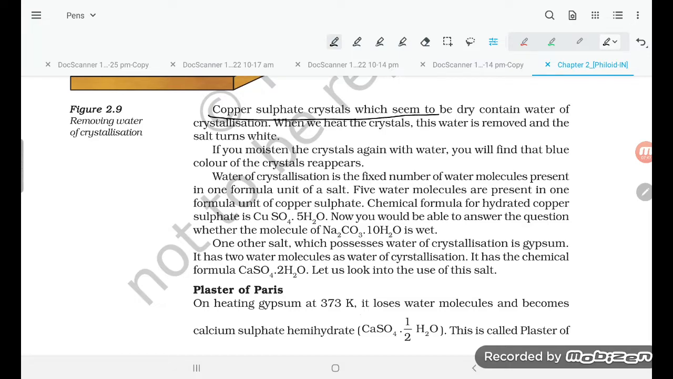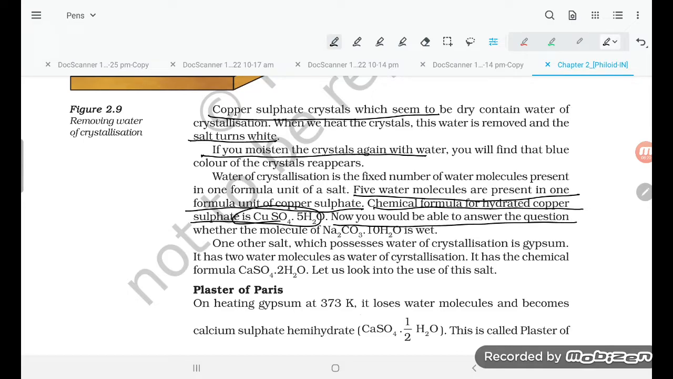Copper sulfate crystals, which look dry, contain water of crystallization. When we heat the crystal, this water is removed and the salt turns white. If you moisten the crystal again with water, you will find that the blue color of the crystal reappears. Water of crystallization is the fixed number of water molecules present in one formula unit of the salt. Five water molecules are present in one formula unit of copper sulfate. The chemical formula of hydrated copper sulfate is CuSO4.5H2O. Now you would be able to answer the question of whether the Na2CO3 molecule does.